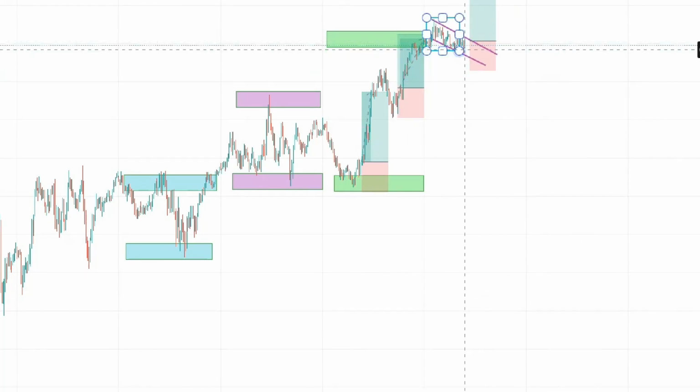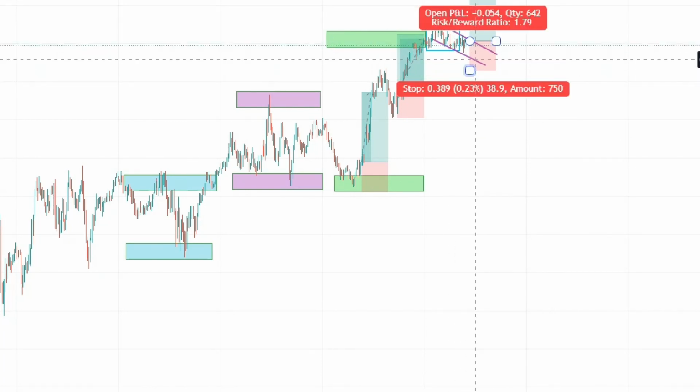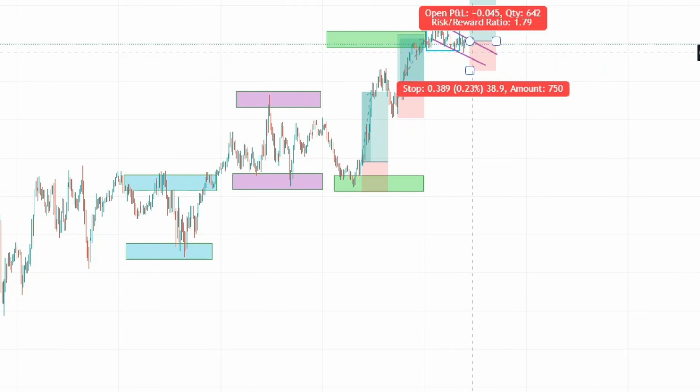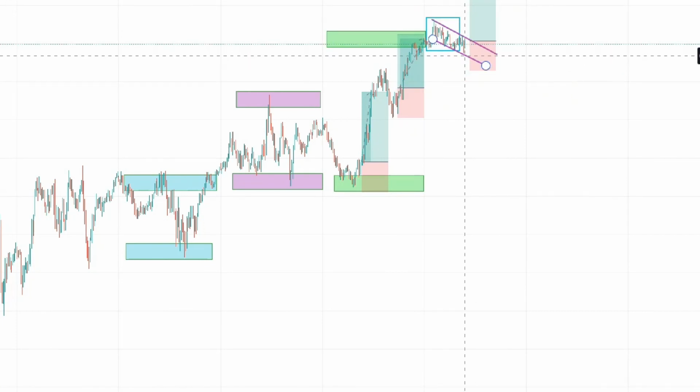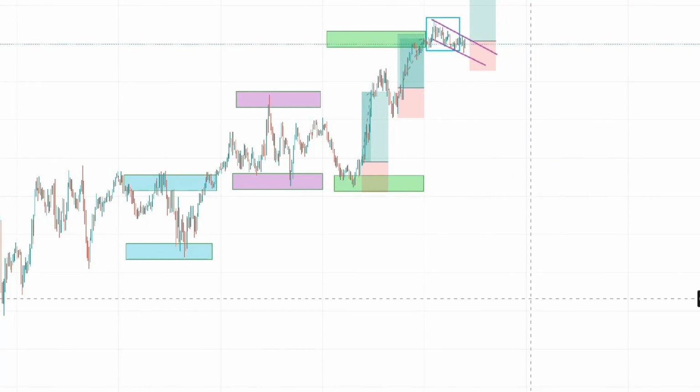So if price then breaks below this previous 8 hours channel, then I will wait for a retest at that area. So now this will have been invalidated, then I will look for sells. But for now, I'm still looking for buys with this strategy.